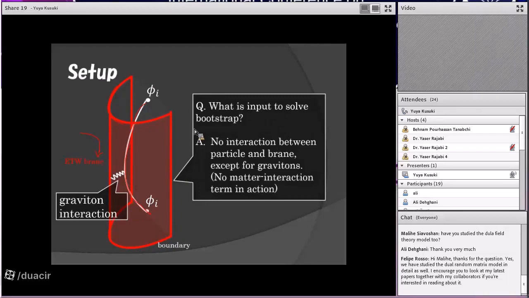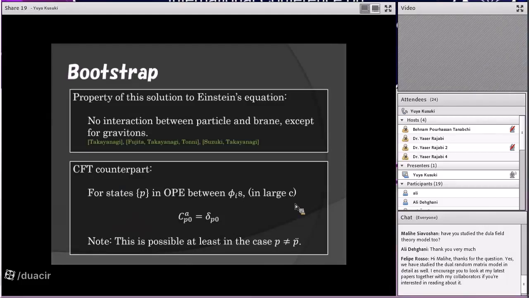To solve the bootstrap equation, actually we need a few inputs. And here our assumption is the following. We assume that there is no interaction between the particle and the end of the world brane, except for gravitational interaction. And actually this assumption is true because there are no matter interaction terms in our Euclidean action. Okay, in the CFT language, this assumption is expressed in this form, in that bulk-boundary OPE coefficients with the vacuum boundary should vanish except for p equals 0. And actually, this is possible at least in the case P not equal P.